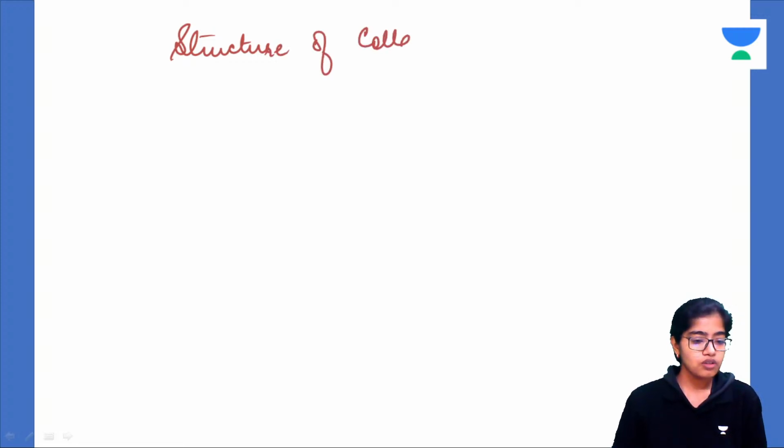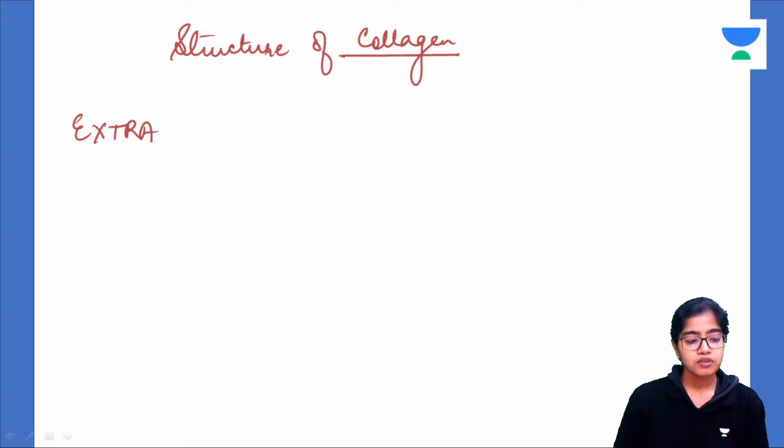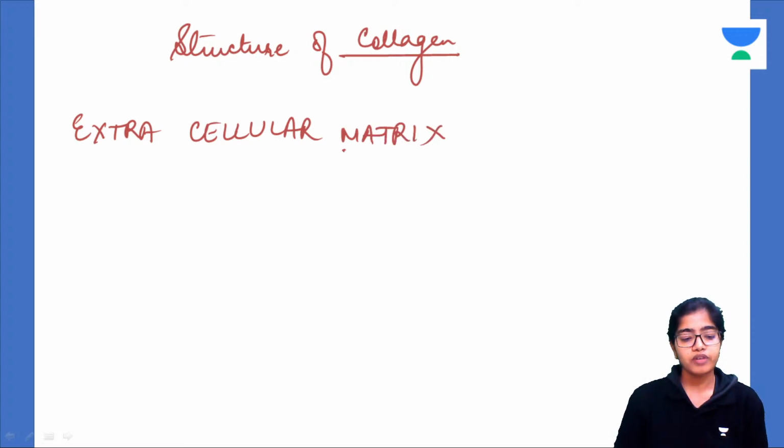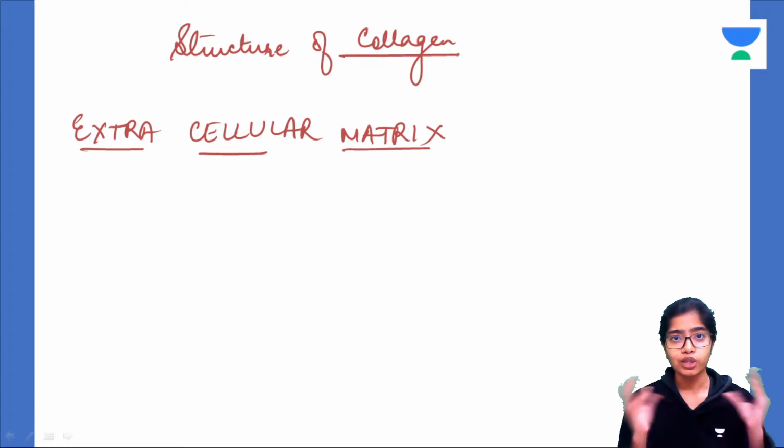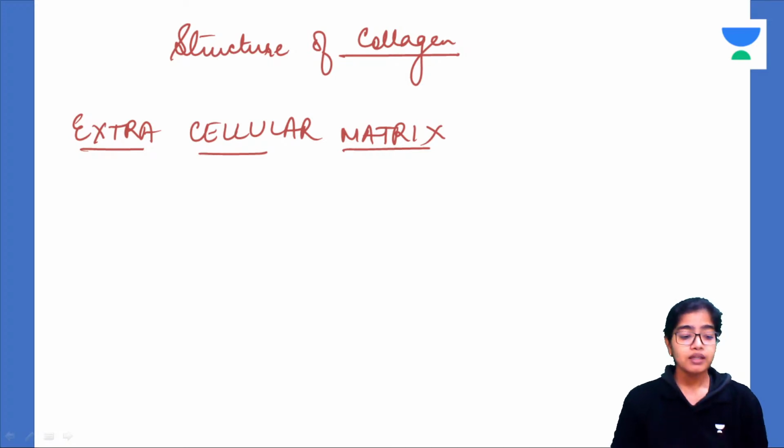Now, collagen is part of the extracellular matrix. The extracellular matrix is the connective tissue that is present in between the cells. It is like a glue for the cells. This extracellular matrix is also called the connective tissue.